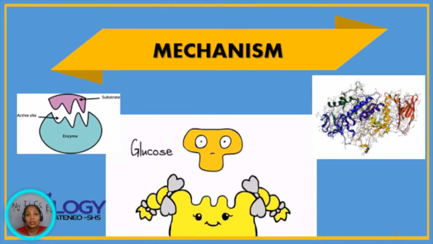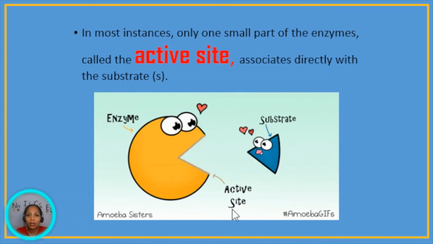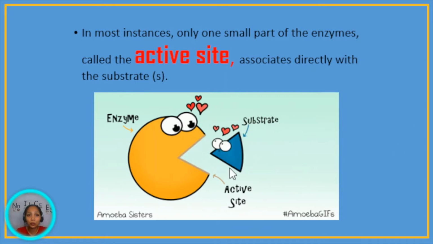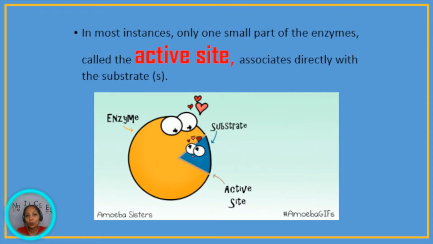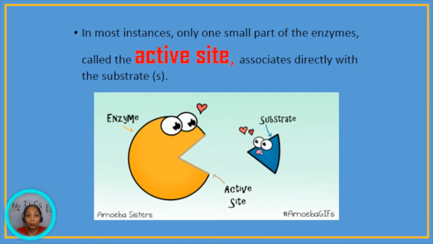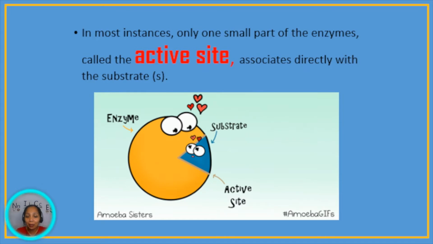In most instances, only one small part of the enzyme called the active site associates directly with a substrate. The active site is the part of an enzyme to which substrates bind, and the substrate fits like a puzzle piece into the active site. Once the reaction occurs, the enzyme releases the products. Note that the reaction does not consume or alter the enzyme. Instead, after the protein releases the products, its active site is empty and ready to pick up more substrate.